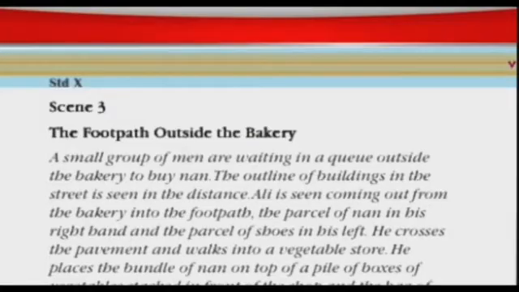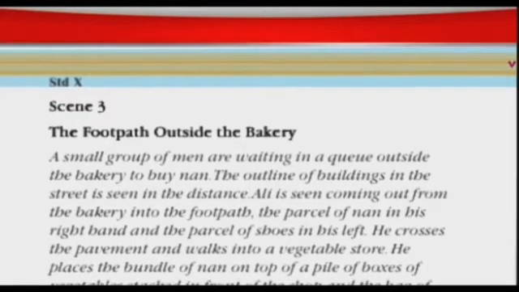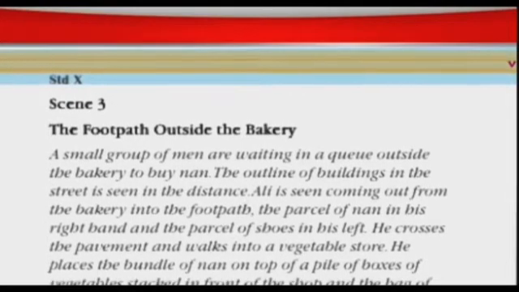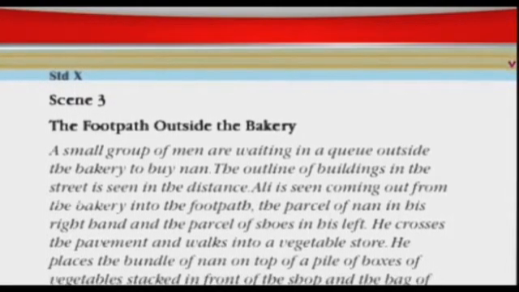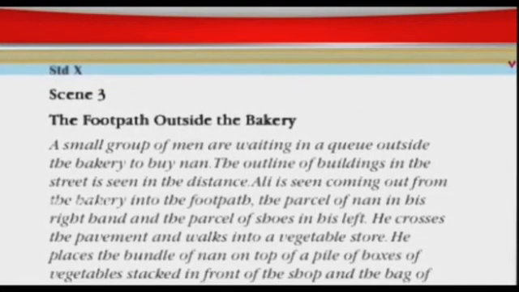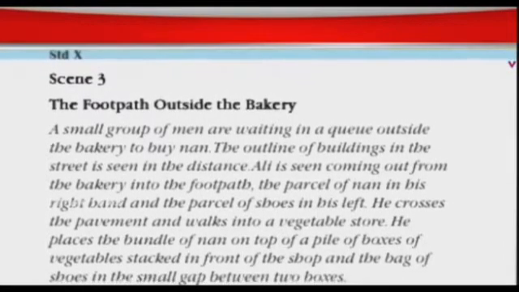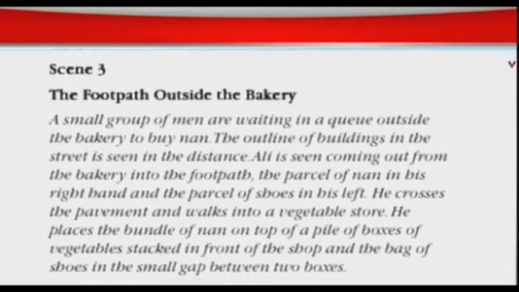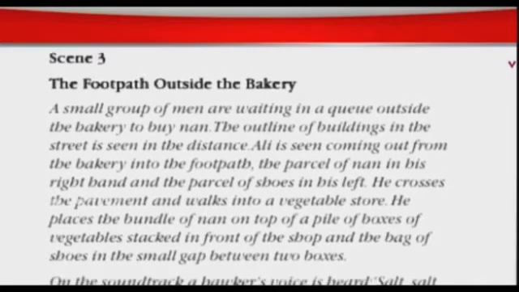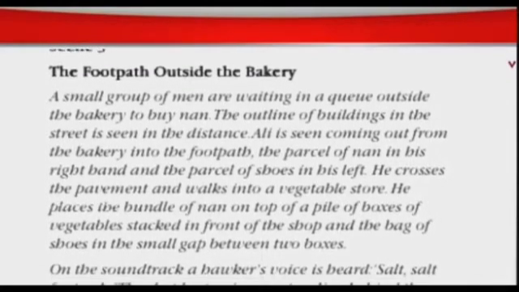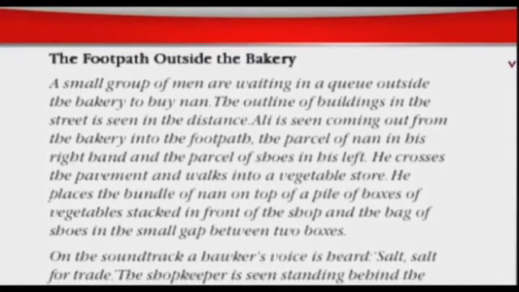Scene 3. The footpath outside the bakery. A small group of men are waiting in a queue outside the bakery to buy naan. The outline of buildings in the street is seen in the distance. Ali is seen coming out from the bakery onto the footpath, the parcel of naan in his right hand and the parcel of shoes in his left. He crosses the pavement and walks into a vegetable store. He places the bundle of naan on top of a pile of boxes of vegetables stacked in front of the shop and the bag of shoes in the small gap between two boxes.